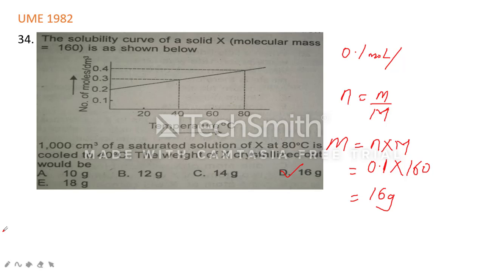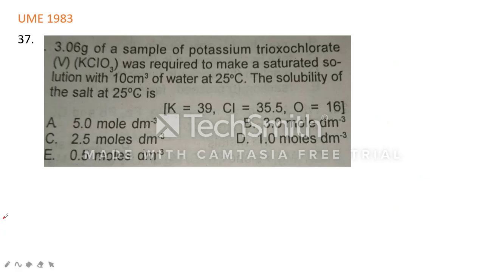Okay, the next one is question number 37 of UME 1983. We are told that 3.06 gram of a sample of potassium trioxochlorate(V) was required to make a saturated solution with 10 cubic centimeter of water at this temperature.